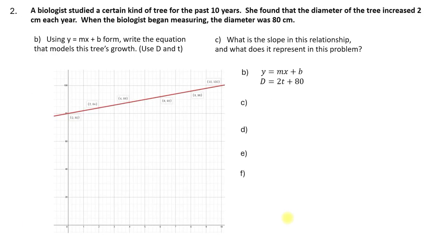Question number 2. A biologist studied a certain kind of tree for the past 10 years. She found that the diameter of the tree increased 2 centimeters each year. When the biologist began measuring the diameter, the diameter was 80 centimeters.